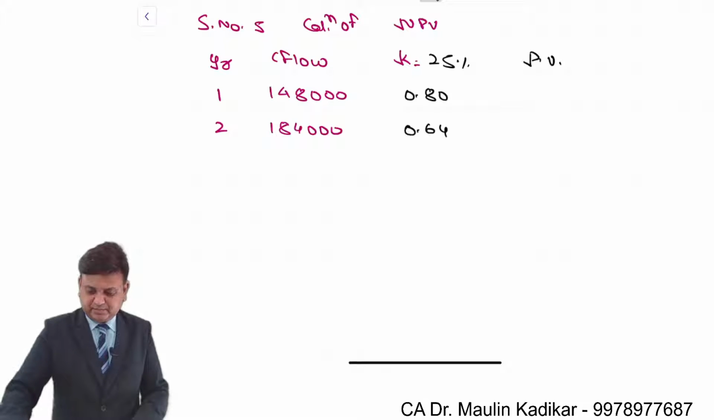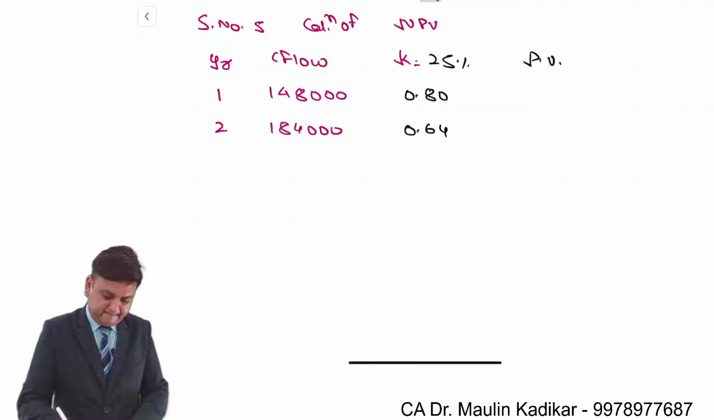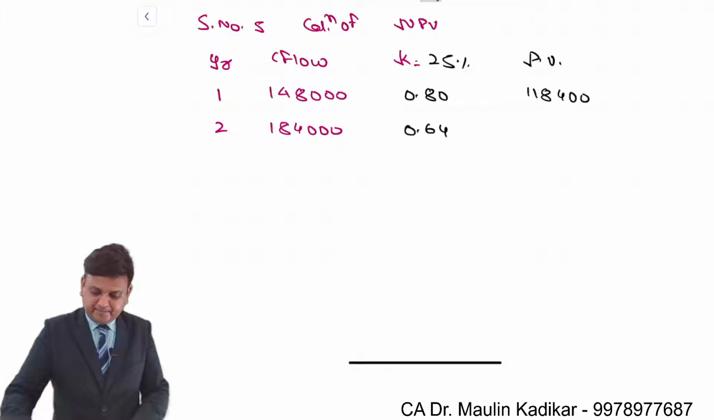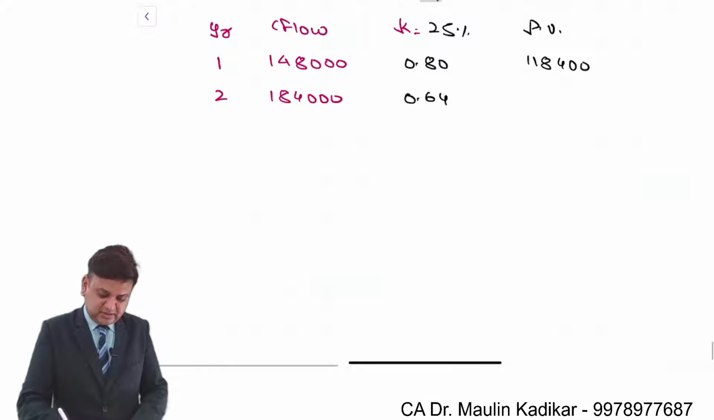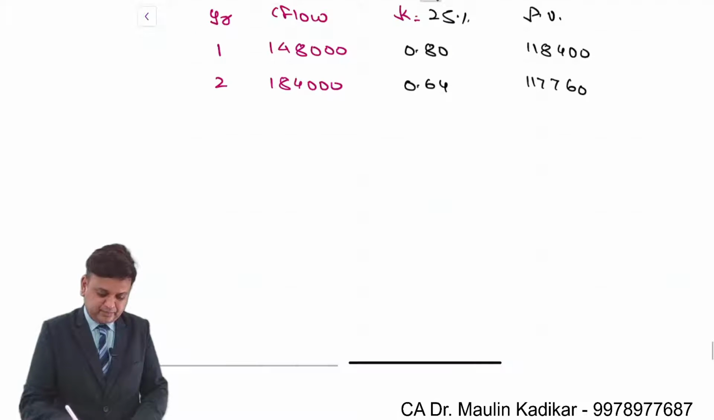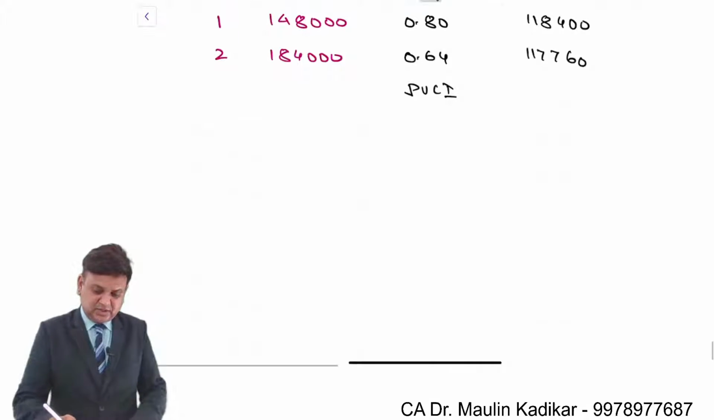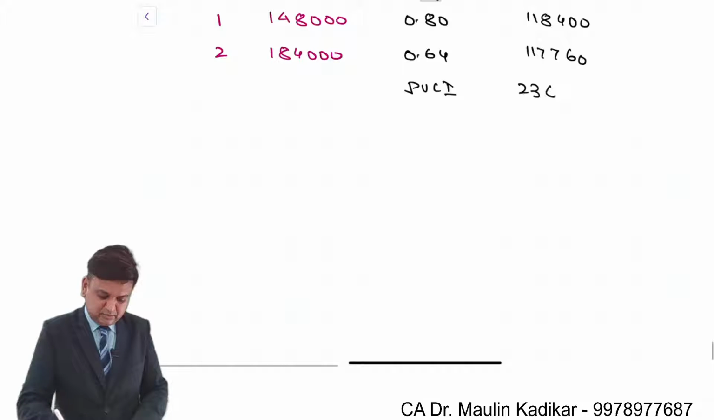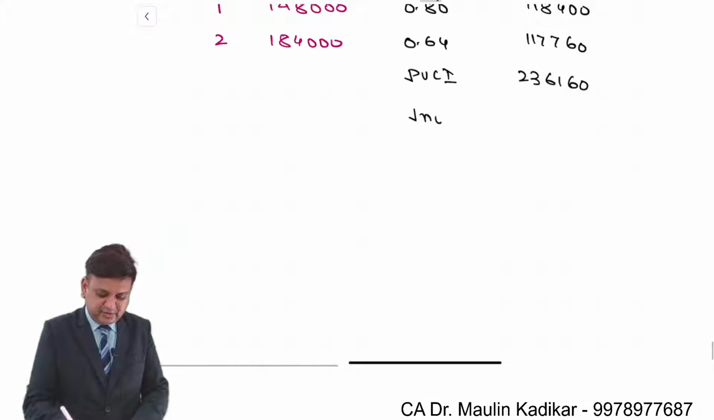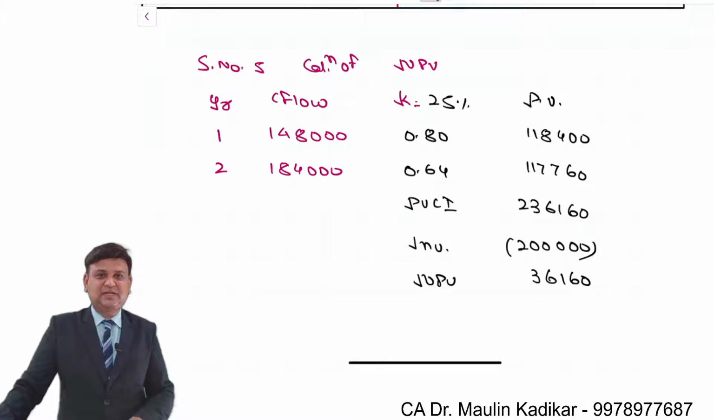Present value: 1,18,400. 1,84,000 into 0.64, 1,17,716. So present value of the cash inflow is 2,36,116. Amount of investment 2 lakhs. Net present value 36,160. That is the way the NPV of the project can be found.